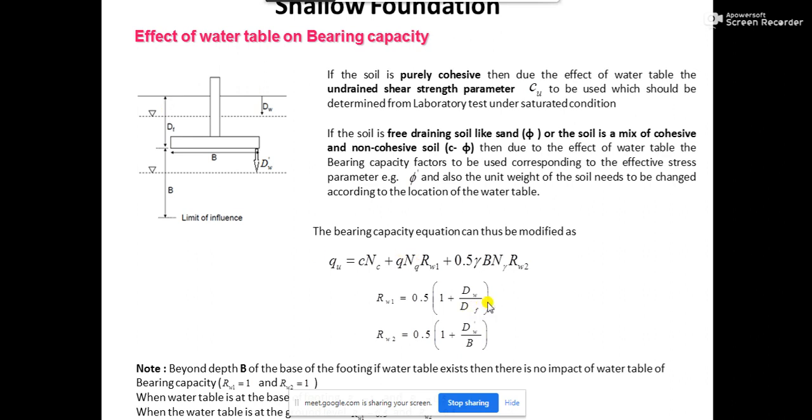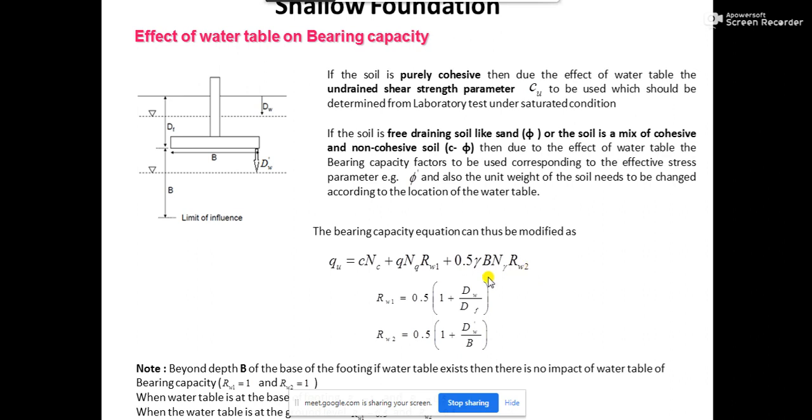Now you see the beauty of this interpolation function. Again, observe very carefully. When the water table has just reached the base of the footing, for the B term, the attached B term in this bearing capacity equation, we have seen this RW2 value is becoming 0.5, isn't it?